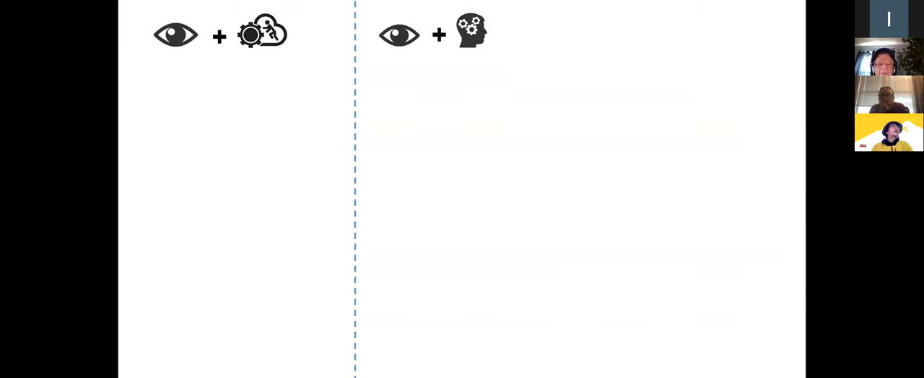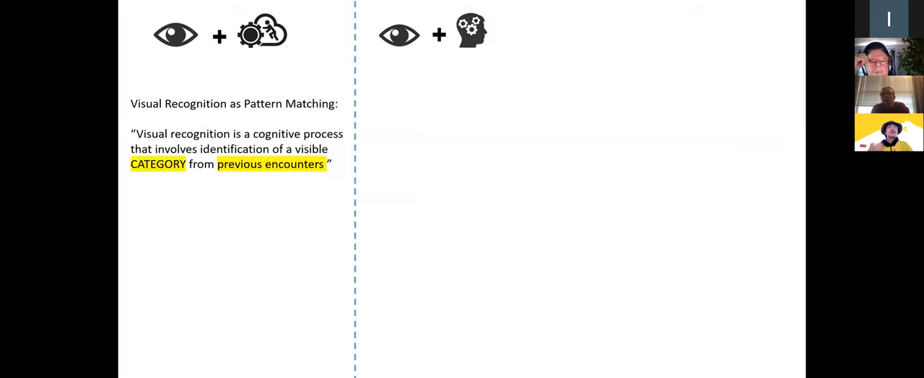Before we delve into the actual task that we're focusing on, like Yanya said, the current field is mainly focusing on and treating visual recognition as a kind of pattern matching. So the definition, if I put it down, more or less follows this: visual recognition is a cognitive process that involves identification of a visible category from previous encounters. Whenever you see previous encounters, you feel comfortable because that means data, and from annotated data, I can identify which category this visual input is.